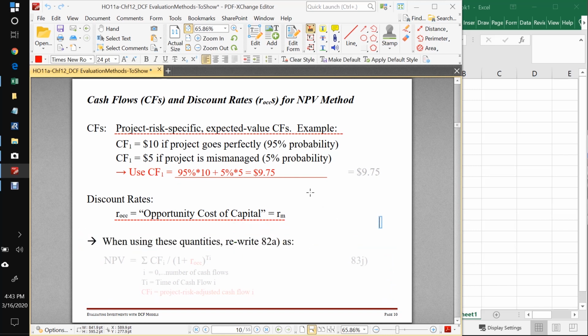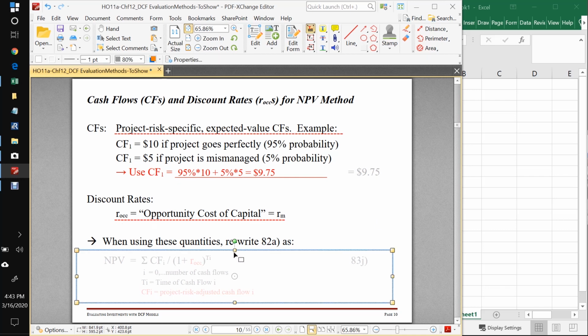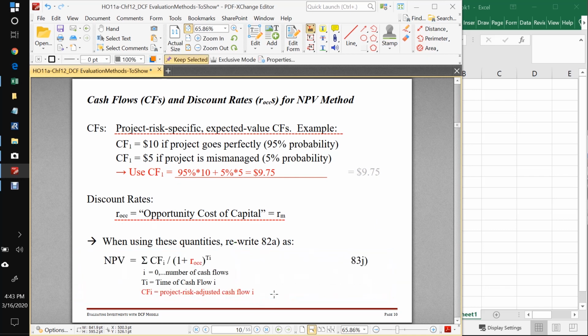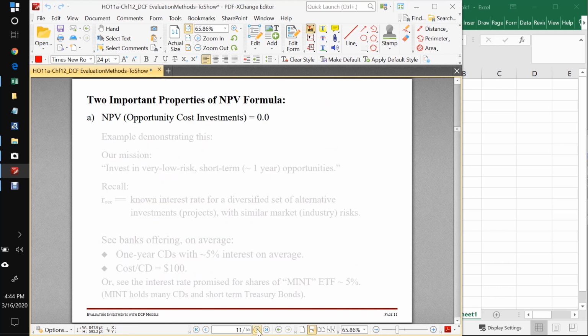So now that we know the quantities to use here, our project risk-specific expected value cash flows, and our opportunity cost of capital for our discount rate, we can rewrite the NPV equation like this, where now the cash flows here are our project risk-adjusted cash flows, and instead of putting a generic discount rate R in there, let's go ahead and put in our OCC for opportunity cost of capital. Otherwise, the NPV equation is unchanged here. So this is the way we're going to be using it for the rest of the chapter and the rest of the term, and for those of you going on in finance, for the rest of your life in finance.